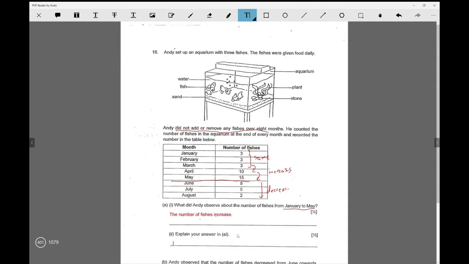Then they ask you to explain why that is so. Obviously the number of fishes increases because they reproduce, because he didn't add in any fishes. The fishes reproduce. You need to mention the keyword here, which is reproduce.